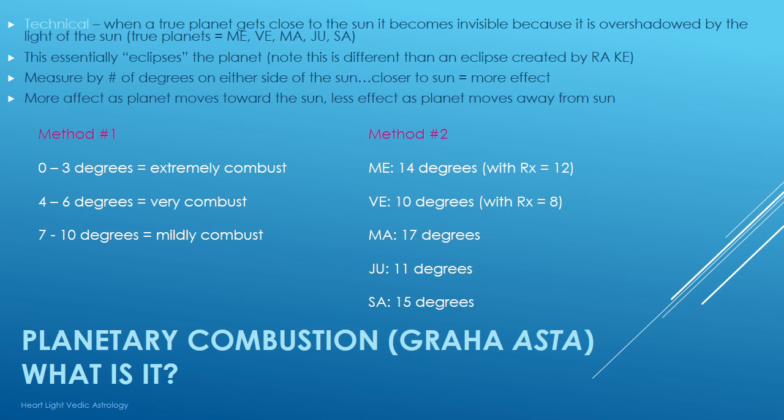So again, this method is a little bit more about splitting hairs, but different methods work differently for different people, I think. Mars has the greatest degree of closeness to the sun. If you look at 17 degrees on either side of the sun, Mars will be affected. Jupiter is 11 degrees on either side of the sun. So again, that's pretty close to 10 degrees in method 1. And Saturn is 15 degrees on either side of the sun. So, yeah, those are the methods.